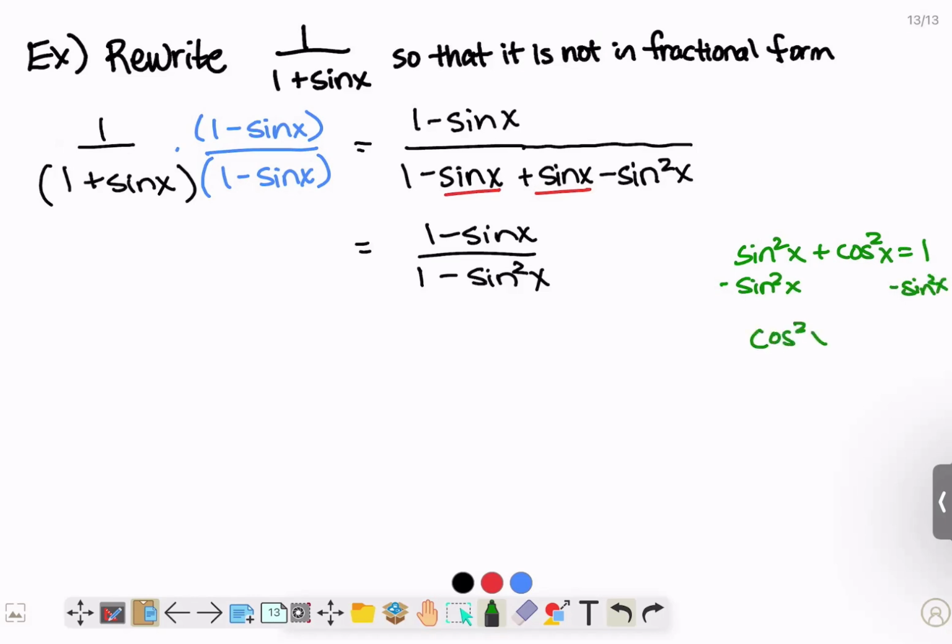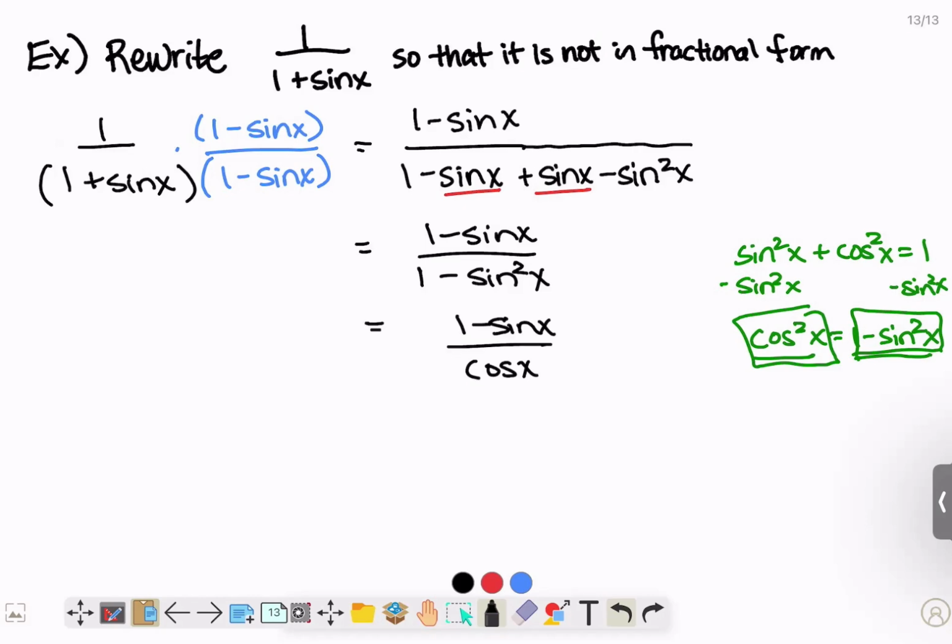So what is that equal to? It is equal to cosine squared. So here, you can see that 1 minus sine squared x is equal to cosine squared x. So I'm going to replace this in my problem with this, rewriting it as 1 minus sine x over cosine squared x.